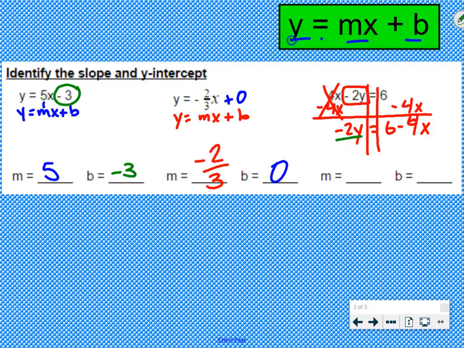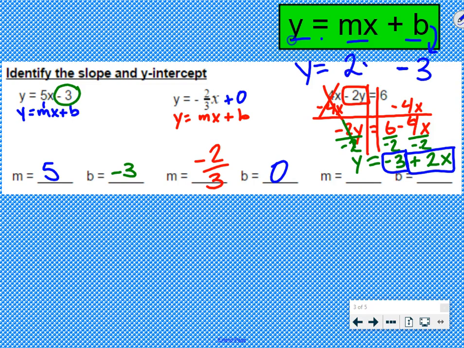Get the y all by itself by undoing the multiplication with division. We're left with y equals 6 divided by negative 2 is negative 3. Negative 4 divided by negative 2 is positive 2x. So we're looking at y equals negative 3 plus 2x. Now, when it's written like that, negative 3 is really your b. You see it doesn't have an x with it. So that negative 3, no x, that's really going to line up with the b. The positive 2x is that mx. So it's really y equals 2x minus 3, which means your slope, m, is going to be 2, and your b is going to be the minus 3, that negative 3 piece.